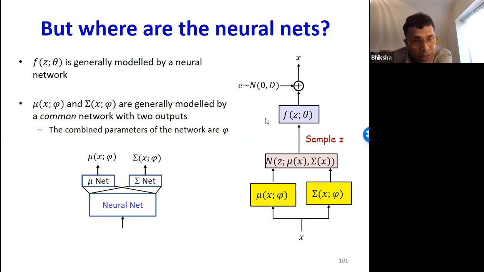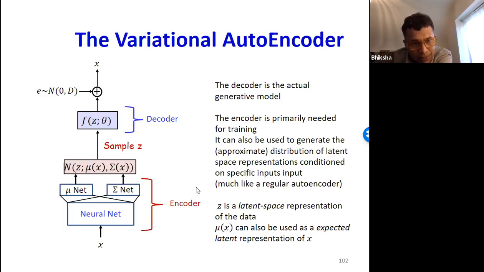And where do the neural networks come in? This is modeled by a neural network. And the function that estimates the mean and the variance for this Gaussian that approximates P of Z given X, that too is usually a neural network with two outputs, one of which is the mean and the other which is the variance. So that's where the neural networks come in. So this is the decoder, this is the encoder, this entire thing is the variational autoencoder. The decoder is the generative model.